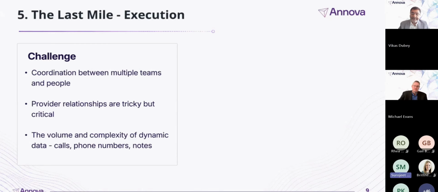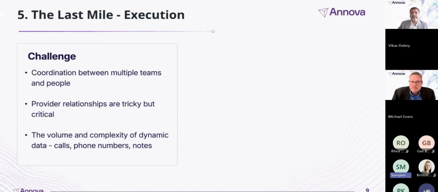Thank you, Vikas. The fifth failure mode is the one that undoes all the others if it isn't right, which is execution, the last mile. You can have a clean chase file, an architected process, strong ecosystem relationships, real-time dashboards, and still land at 76% retrieval.